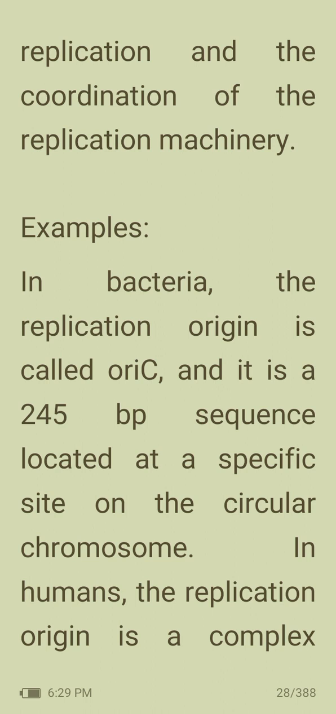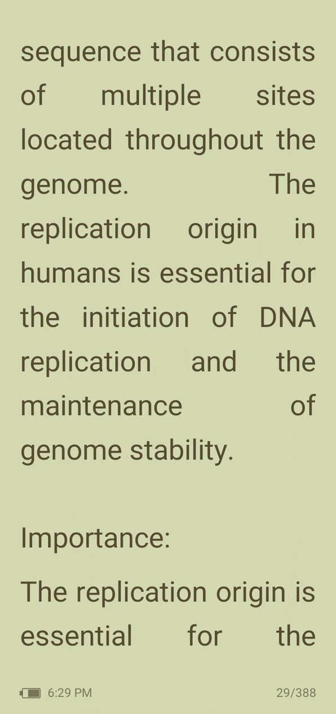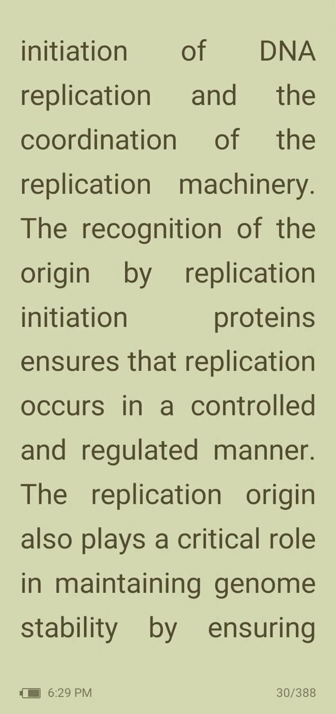In humans, the replication origin is a complex sequence that consists of multiple sites located throughout the genome. The replication origin in humans is essential for the initiation of DNA replication and the maintenance of genome stability. Its importance: the replication origin is essential for the initiation of DNA replication and the coordination of the replication machinery. The recognition of the origin by replication initiation proteins ensures that replication occurs in a controlled and regulated manner.